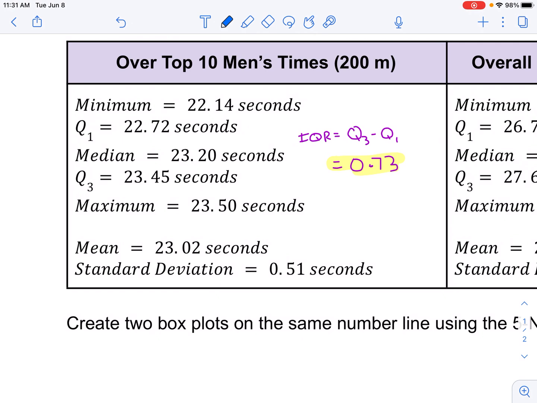So here we have the overall top 10 men's times. And here's our minimum, quartile 1, median, quartile 3, maximum. That's our 5-number summary. And then we have our mean, standard deviation. And you'll notice that I also found our IQR over here, which is just Q3 minus Q1.